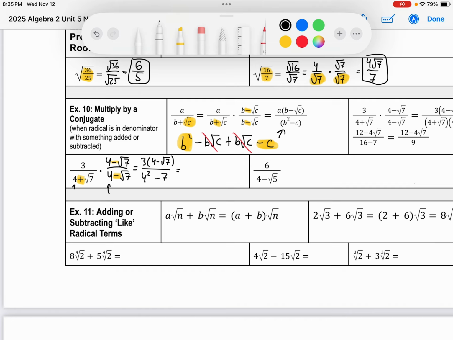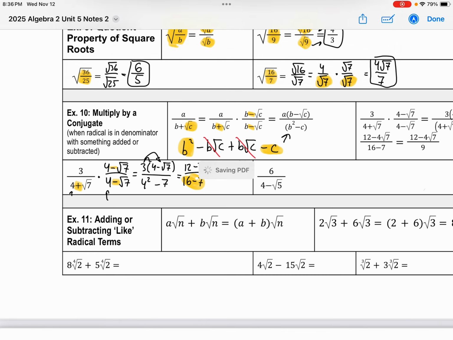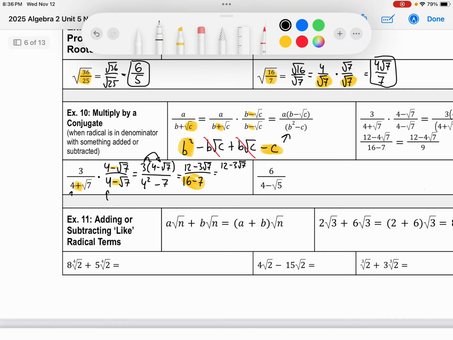So if I multiply the 3 times 4 times the minus square root of 7, this will become 12 minus 3 square root of 7. And then 4 squared minus 7, that would be 16 minus 7. I can keep going with this a little bit, simply because the 16 minus 7 is a subtraction that we can do. So this would give me 12 minus 3 square root of 7 over 9.